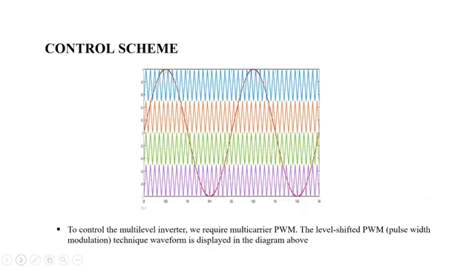Coming to the control scheme, to control the multi-level inverter, we require multi-carrier pulse width modulation. The level shifted pulse width modulation technique waveforms are displayed in the diagram above. The carriers are positioned vertically in the figure shown.